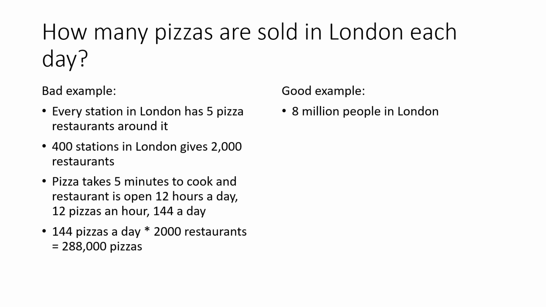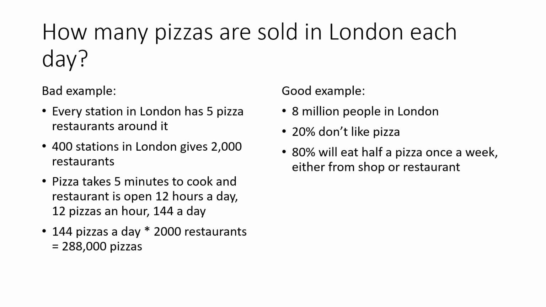You're not just asking blindly. Let's assume about 20% of people don't like pizza. Probably a reasonable estimate if you've ever been to a restaurant with friends. There's always a few people who don't like pizza and will have something else. You're left with 6.4 million people who do like pizza.